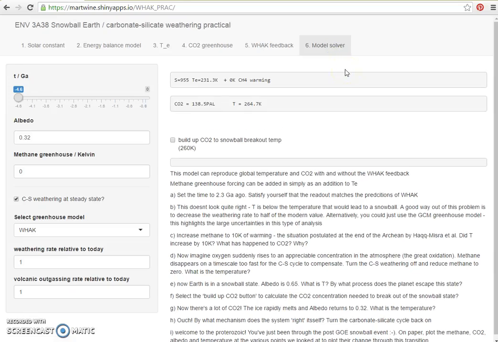So this is all brought together on tab 6, which presents the whole model. We can change time, we can change the albedo, which is the reflectivity of the Earth, we can add some methane in if we want, and we can take the system away from steady state, which becomes important when we're looking at rapid changes, for instance, after the evolution of oxygenic photosynthesis and the rise of oxygen in the atmosphere.